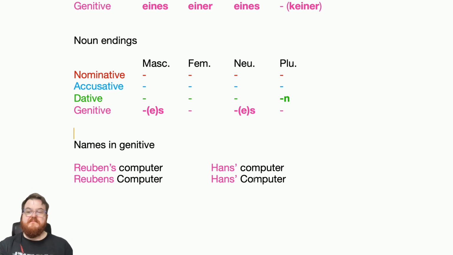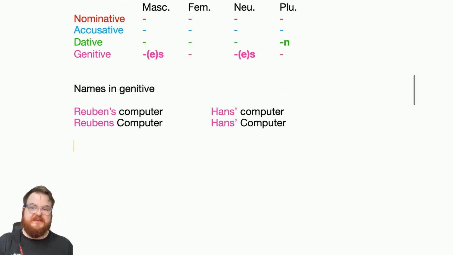The person's name, and then the noun. A person's name, S, and noun. If the person's name ends with an S, you use an apostrophe. If the person's name doesn't end with an S, there's no apostrophe in German. Okay? Actually, let's type that out so we can see it nice and clearly.